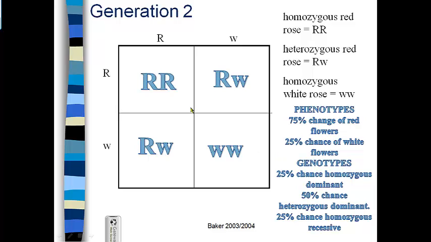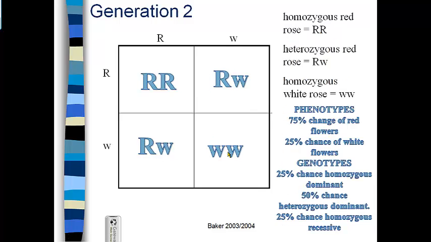For our genotypes, up here we have two capital R's. This is the only box that has that. So we have a 25% chance of having a homozygous, because they're the same, dominant, because they're dominant, flower. If you look at these two here, we have a 50% chance of having a heterozygous, because they're different, dominant flower, because this one's dominant. And if you look at this one, we have a 25% chance of having a homozygous, because they're the same, recessive flower, because they're both recessive.